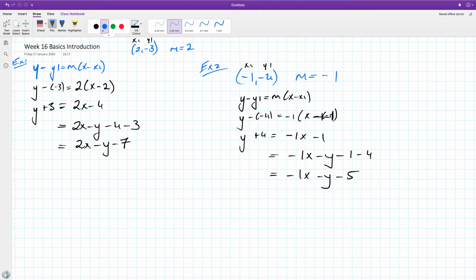Right, let's have another go at something that looks a little like that. Have a go at this one. Example 3. Calculate for me the equation of the line which contains the point minus 4, 5 and has a slope of minus 2. Off you go.